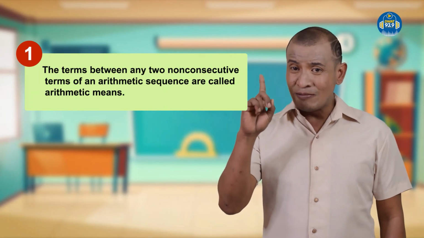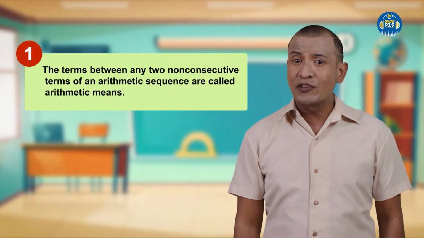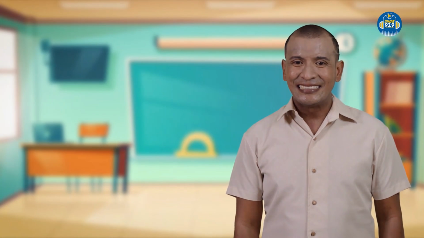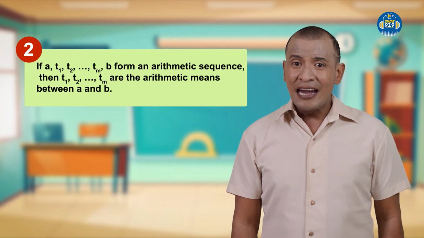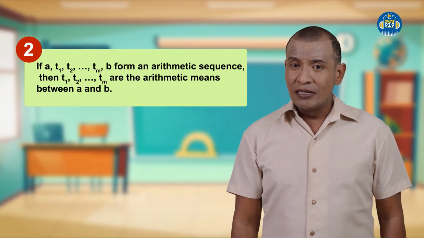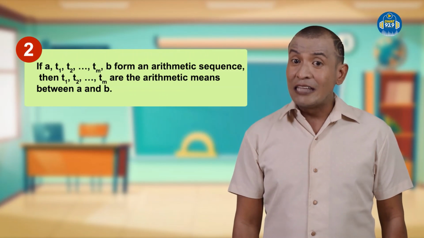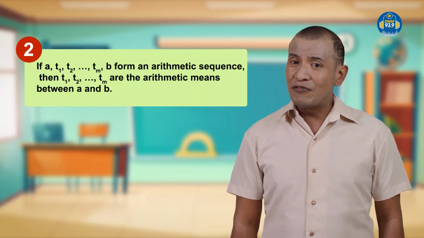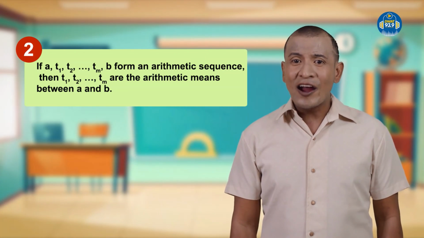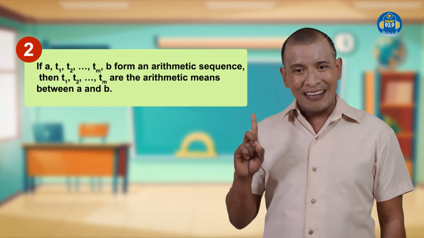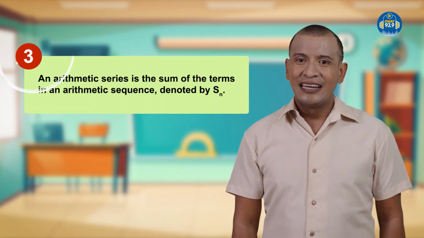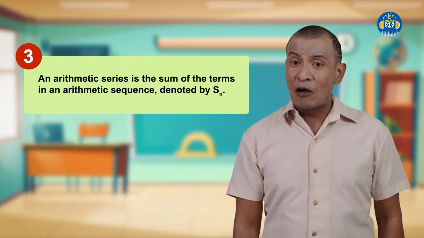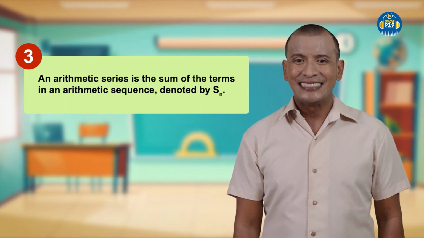Before we end, let us summarize what we have learned today. First, the terms between any two non-consecutive terms of an arithmetic sequence are called arithmetic means. Second, if A, T sub 1, T sub 2, until T sub m, then B form an arithmetic sequence, then T sub 1, T sub 2, until T sub m are the arithmetic means between A and B. Third, an arithmetic series is the sum of the terms in an arithmetic sequence denoted by S of n.